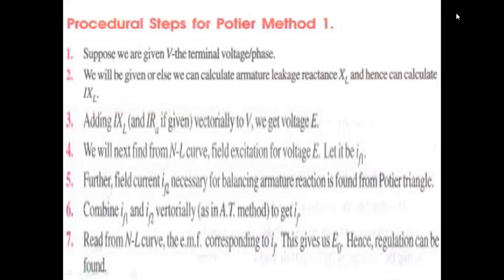Next, field current IF2 is also found from the Potier triangle. We have to draw the Potier triangle, and from that, for balancing the armature reaction, we have to balance it with current. So IF2 we have to find after finding IF1. Then we have to combine IF1 and IF2 vectorially. From that you will get IF, and up to IF we have to see the corresponding voltage there. So this gives E0. From this we can find out the regulation.